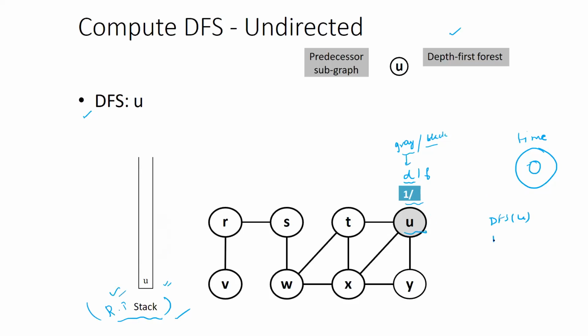In that case, increment the time: time is equal to time plus one, and assign u.d, the starting vertex time, equal to time. That means initially time was zero, now time is equal to time plus one. So u.d is equal to this, and u.color is equal to gray. Let's settle these tidbits one by one.